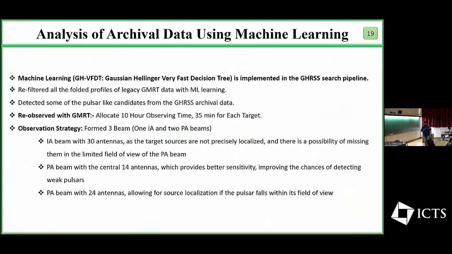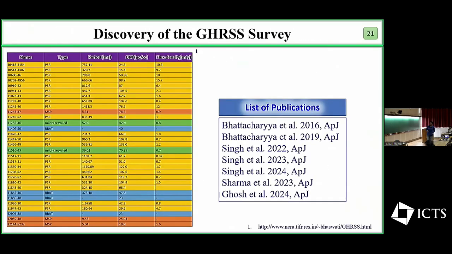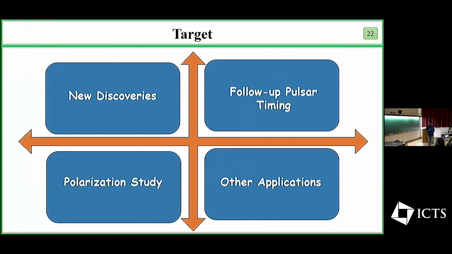Earlier we looked at all the folded candidates by eye. So we refiltered all the candidates using the GHBFDT machine learning, and we ended up with some good candidates. After that, we re-observe those candidates, and these are the folded profiles of some of them. This is the list of publications listing all the 31 discoveries. Now our target is to discover MSPs and do follow-up timing studies, polarization studies, and other applications.